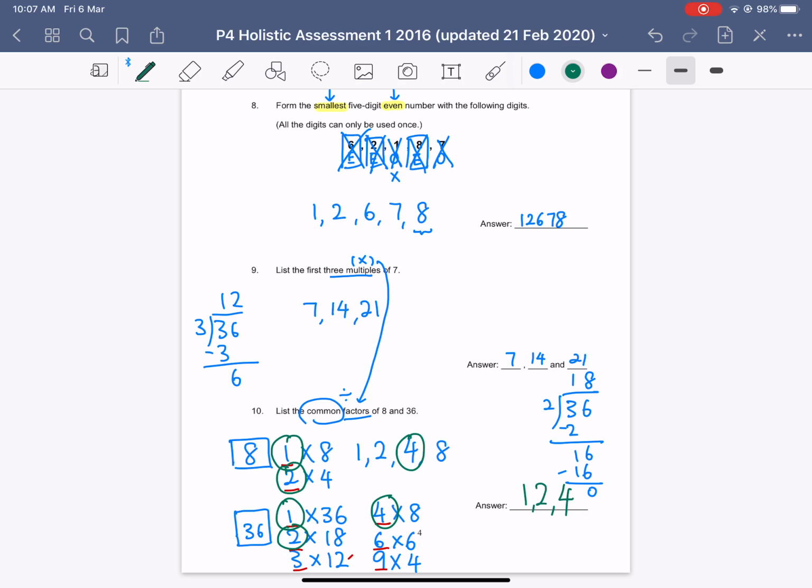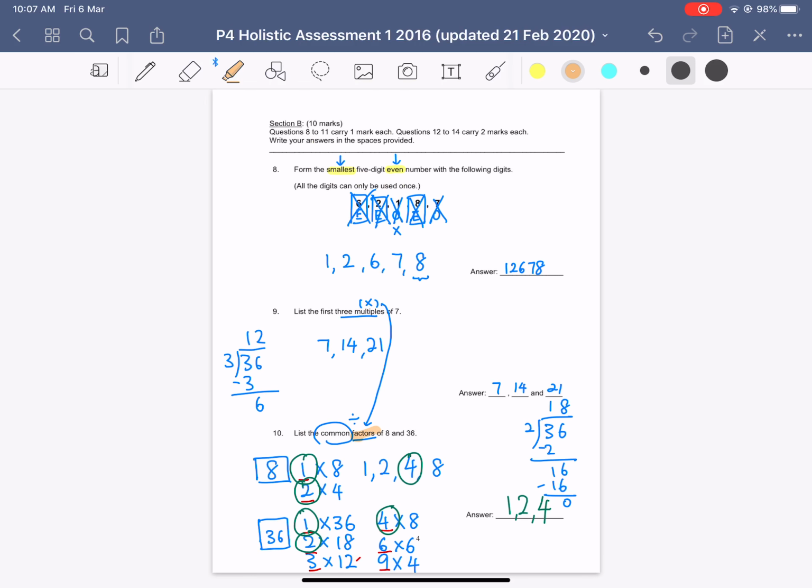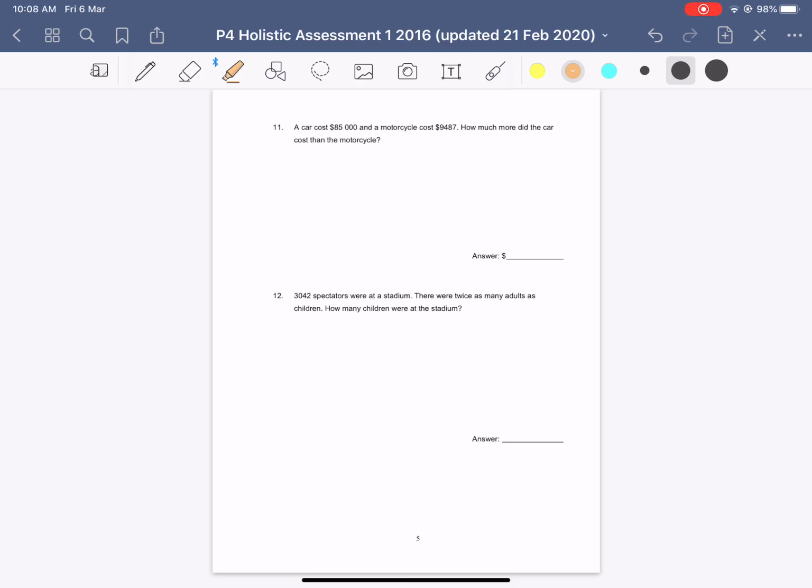Now, the common mistake made by most of you in the class is you have forgotten what factors are. You thought that factors are multiples, and a lot of you are listing out all your multiples happily. That should not be the case. When it comes to factors, it is the opposite of multiples. Question number 11.